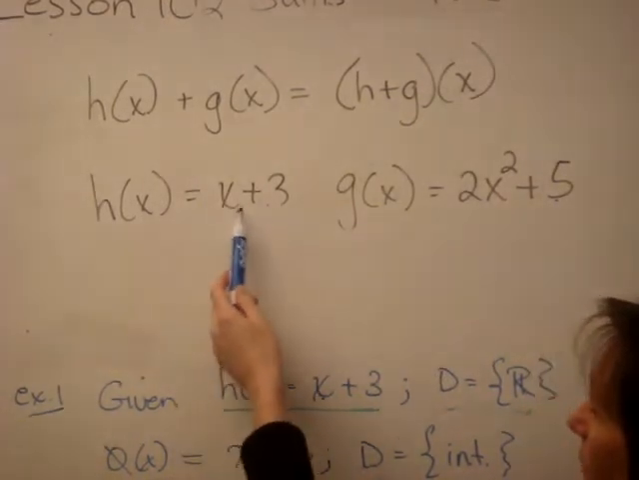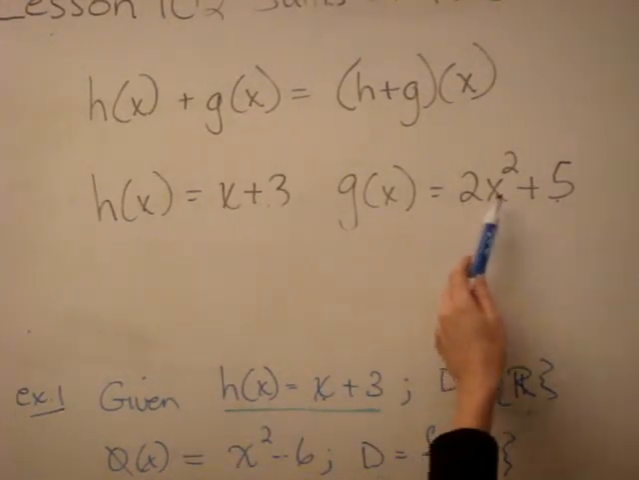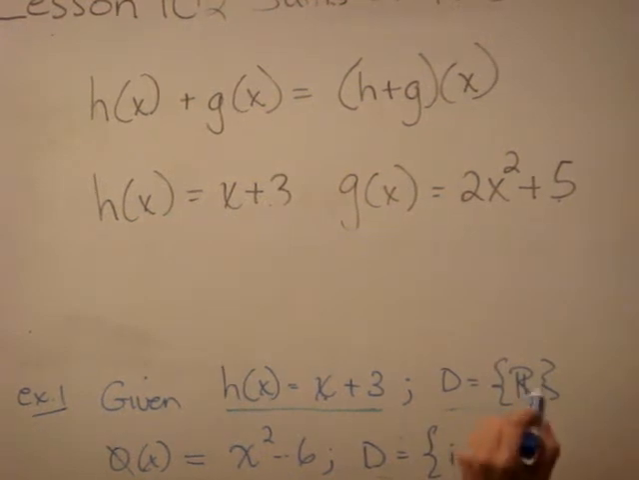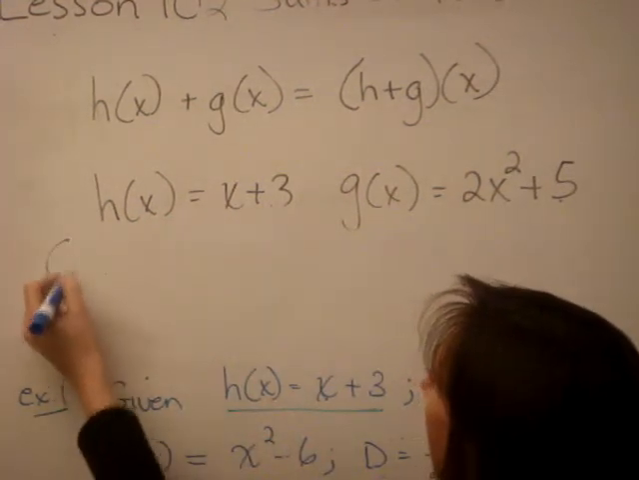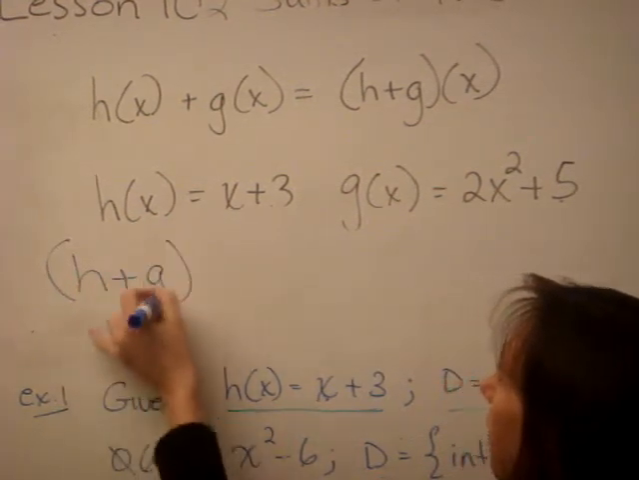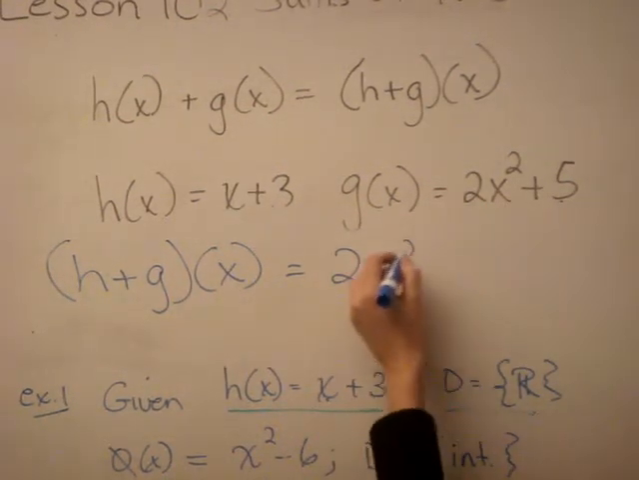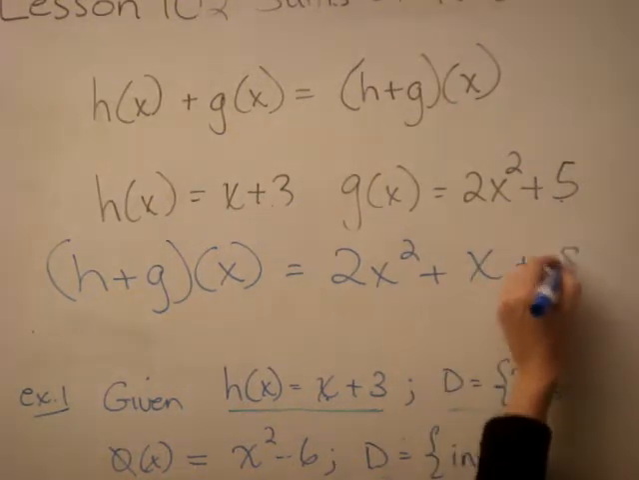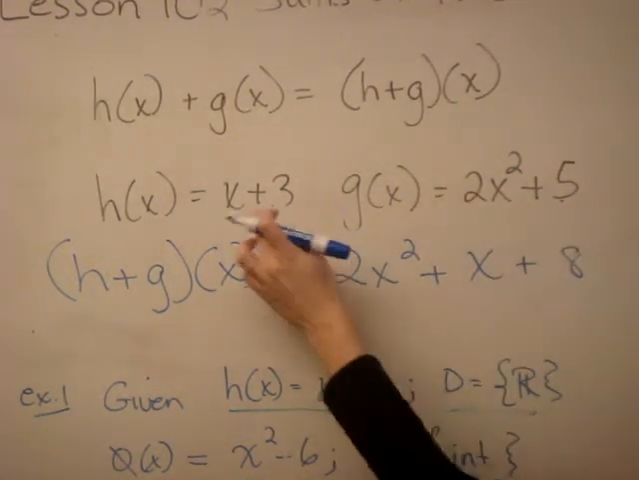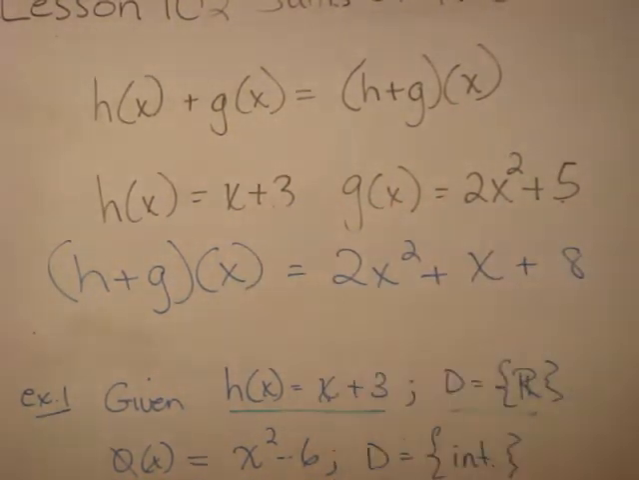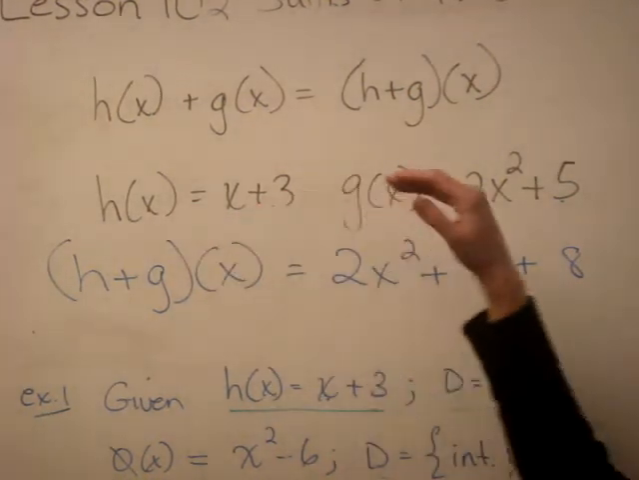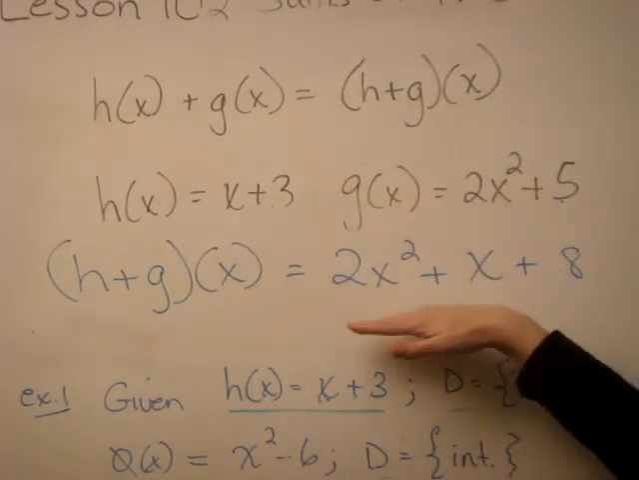We have h of x is x plus 3, and g of x is 2x squared plus 5. If we want to add them, we can write h plus g of x, and we can just simply add the like terms. So we're going to get 2x squared plus x plus 8. I added the 3 and the 5, and these two aren't like terms, so I just carry them down. So I added the two functions, h of x and g of x, and got this.